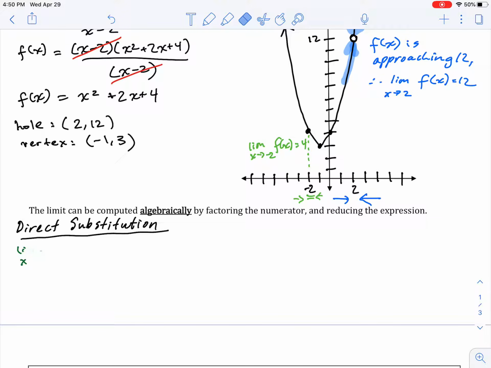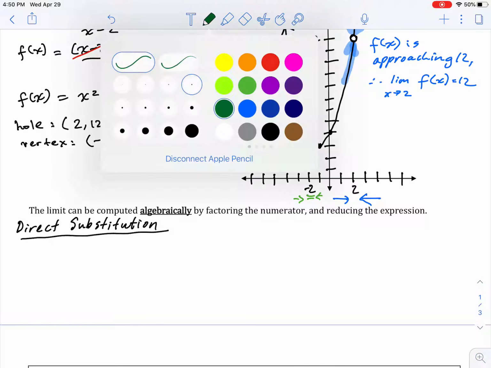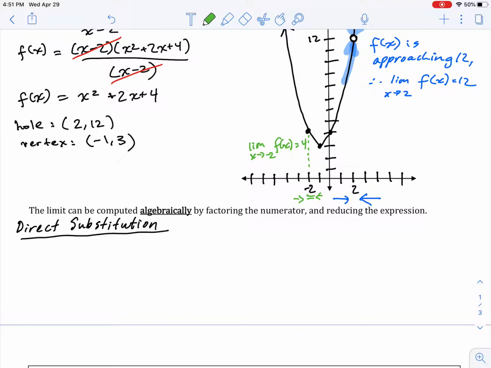as x approaches -2 of this function. Okay, so the limit as x approaches -2 of this function is equal to, and the way that we're going to algebraically do this is by just plugging in -2 into our function. So if our original function was x cubed minus 8 over x minus 2, that was the original function, so now I'll scroll up.